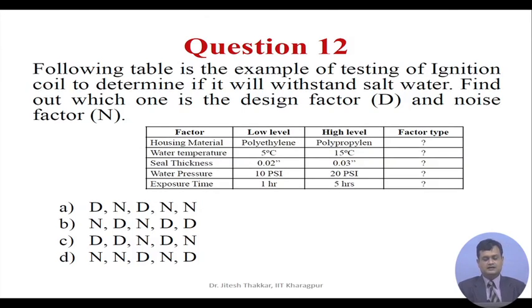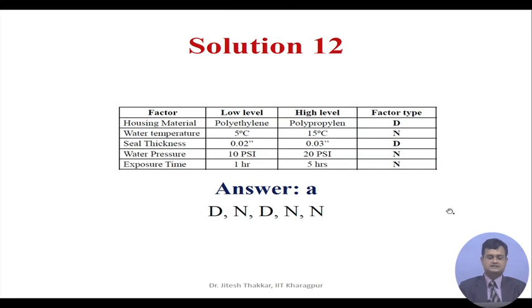So, here the options you can see on the screen, and if you look at the factors in the given table, then housing material with low level and high level, water temperature with 5 degree centigrade as low level, 15 degree centigrade as high level, seal thickness, water pressure and exposure time. So, the correct answer is A, that is housing material is the design factor, water temperature is the noise factor, seal thickness is the design factor, water pressure is noise factor and exposure time is the noise factor.